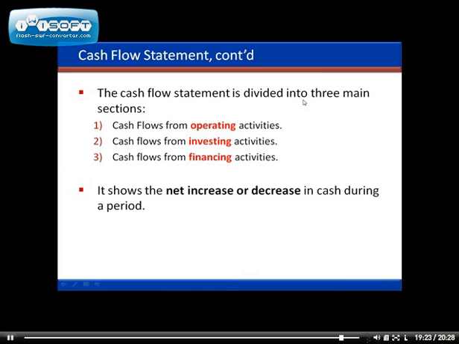And the cash flow statement is divided into three main sections: cash flows from operating activities, cash flows from investing activities, and cash flows from financing activities. And in the end, it shows a net increase or decrease in cash during a particular period, annually or quarterly.